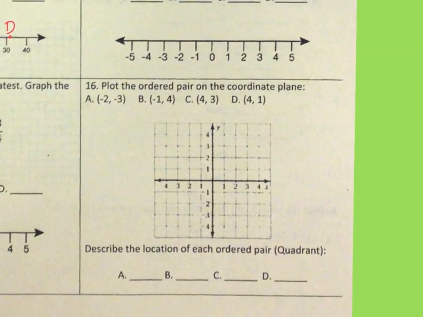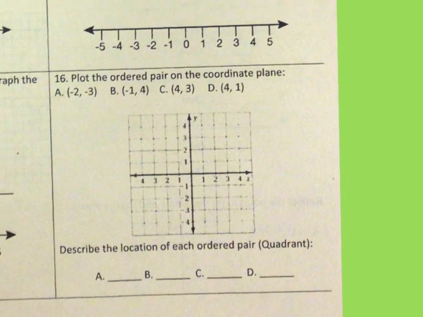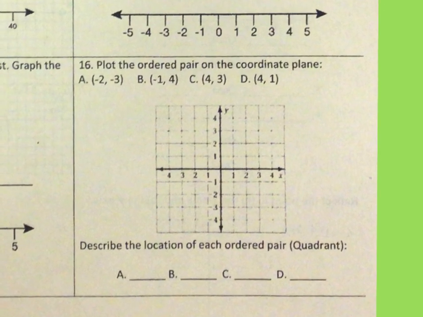And now we are going to plot the ordered pair on this coordinate plane. So again, I'm not going to do all of these, but I'm just going to get you started here. We always start in the origin when we're going to plot ordered pairs. So we're looking at negative 2, negative 3, and we're going to go negative 2, then down is negative 3. So we need to make a dot right here, and that is A.